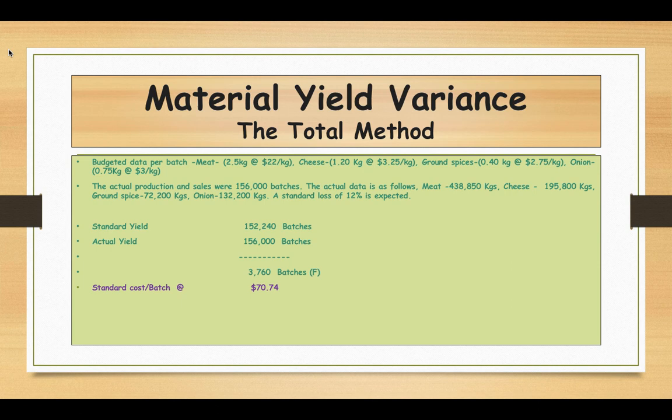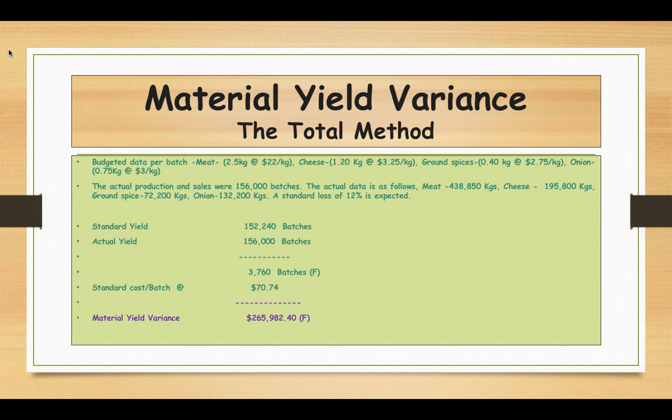So you will get $70.74. So the material yield variance here is $265,982.40 favorable. So if you times 3,760 batches times $70.74, you will get $265,982.40 favorable. Now as usual, we'll cross-check with our variances.